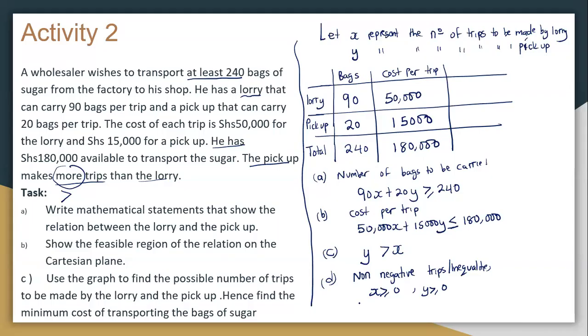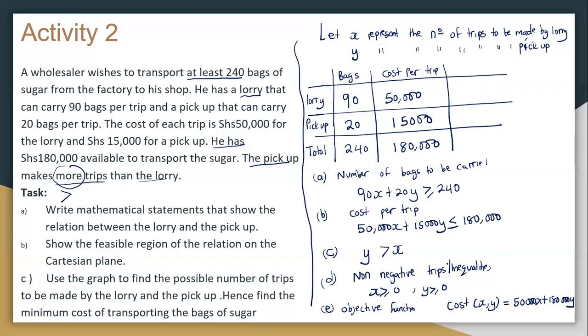Then the other inequality we can put can be the one for the objective function. The objective function is the one that you are going to use to find out how much money you are going to use. We call it your objective function. It is the cost you are going to incur in transporting. So that one will equal 50,000x plus 180,000y. Members, are we together? The one that you are going to use to find out how much you are going to spend depending on the number of trips that have been made.